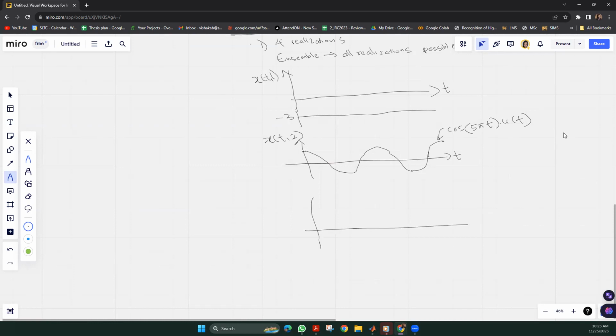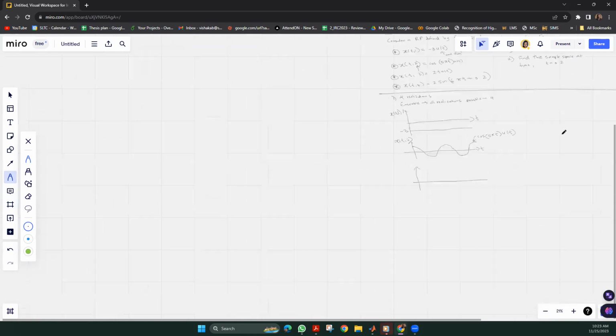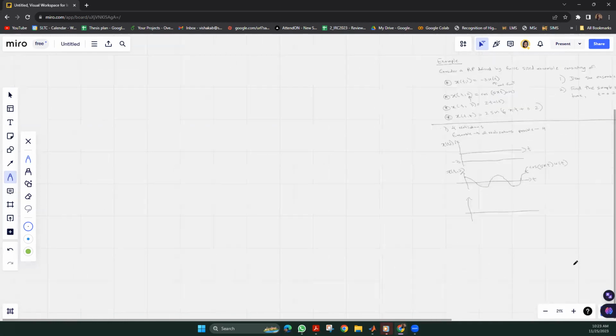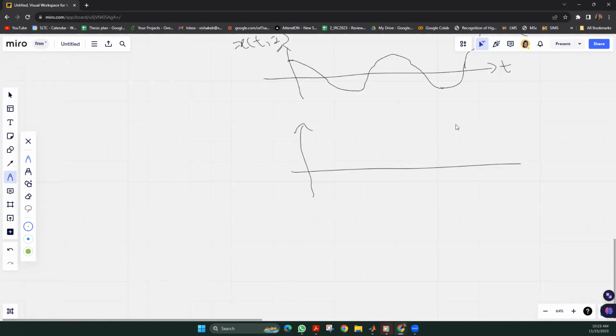The third realization is the function 2t u(t). So 2t u(t) is a function that we can draw as a slope, and we can denote it like this: the amplitude varying with time, corresponding to the third output, and the function looks like this.